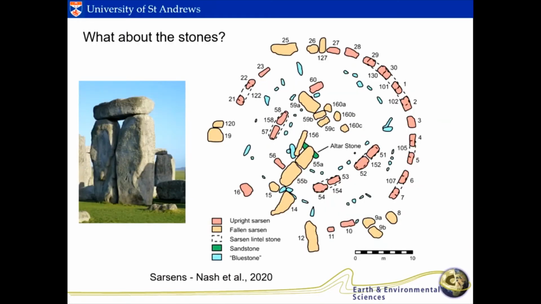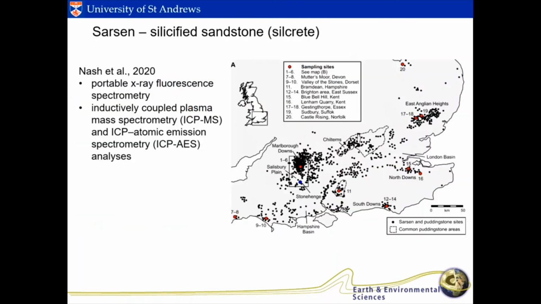So then a bit more about the stones at Stonehenge itself. I said earlier we had the upright sarsens and the fallen sarsens, and then we have the sandstone, particularly the altar stone being a sandstone, and then the rest of the bluestones being a mixture of dolerites and rhyolites.